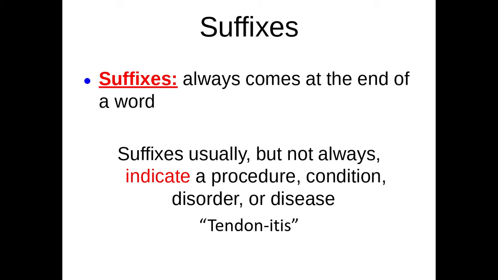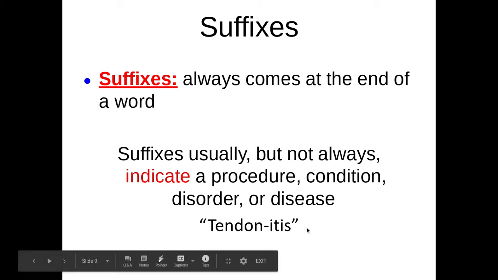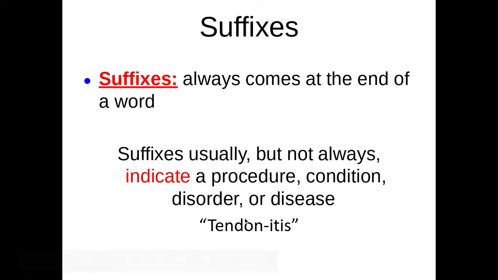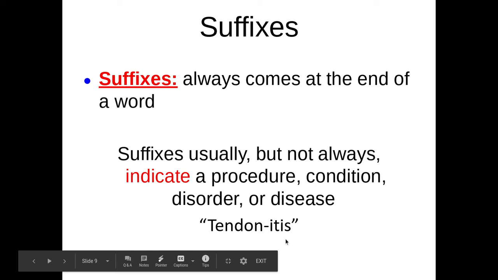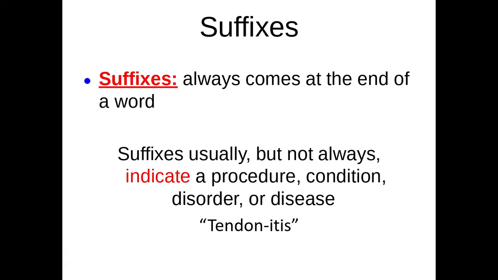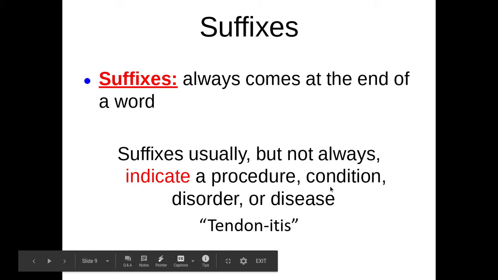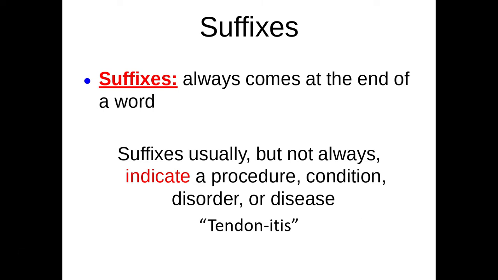You have your suffixes, so these always come at the end of the word, and they usually in the medical field indicate a procedure, a condition, a disorder, or a disease. So this word right here is an example, tendinitis. Tend is pertaining to a tendon in your body, and then itis means inflammation. So if you put it together, it means inflammation of a tendon. So again, that itis part is indicating a condition that is happening in the body at the tendon.